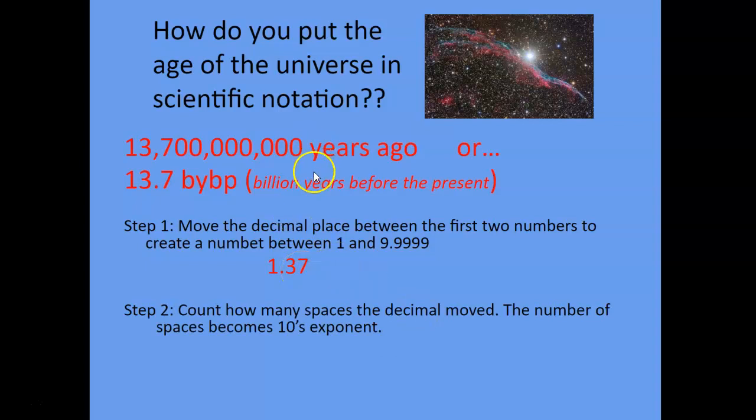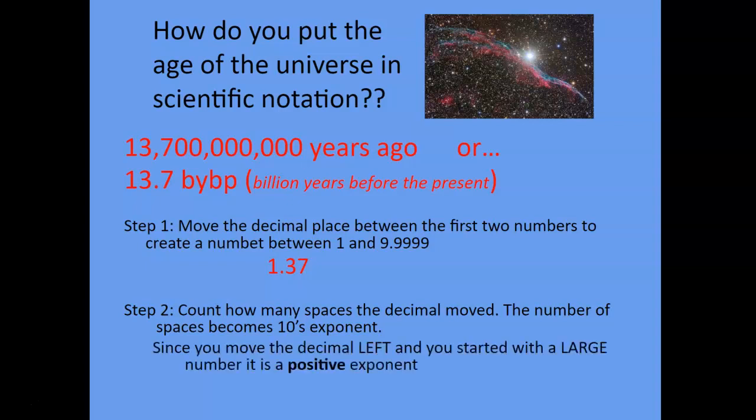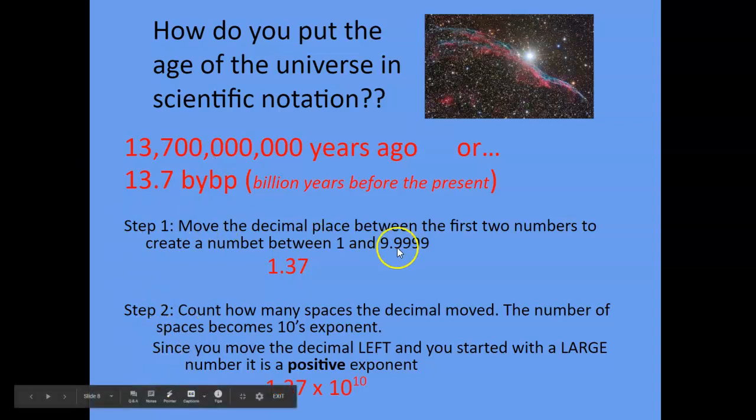Step 2 is to count how many spaces I move that decimal over, and the number becomes the exponent. And since I have a large number and I'm going to move it to the left, I will have a positive exponent. So if I count how many spaces, I have 1, 2, 3, 4, 5, 6, 7, 8, 9, 10. So I should have 10 raised to the 10th. And that number becomes 1.37 times 10 to the 10.